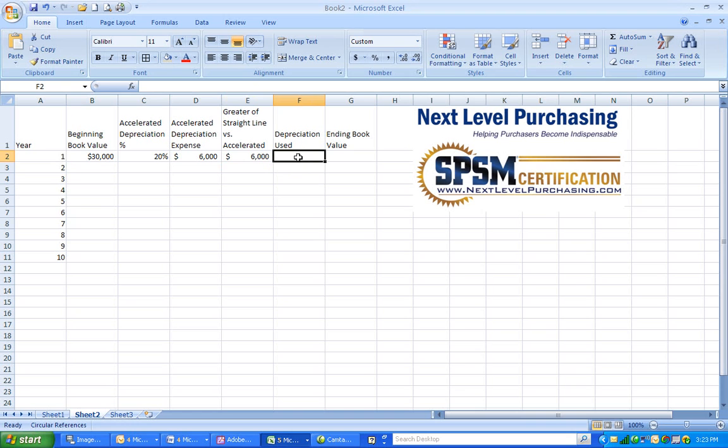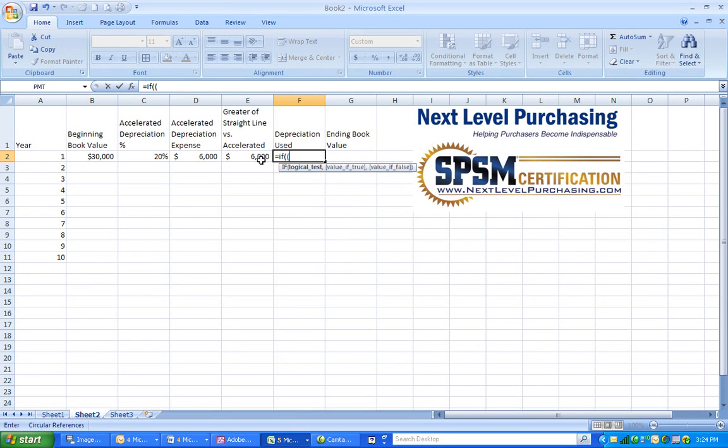Now, there's another rule that applies in double declining balance depreciation, and that is you would use the greater of the straight line versus accelerated depreciation value unless using that value would take the ending book value below $5,000 or below the salvage value. So I can use an if function in Excel to make sure that that does not happen. So we do that like that. Equals if.